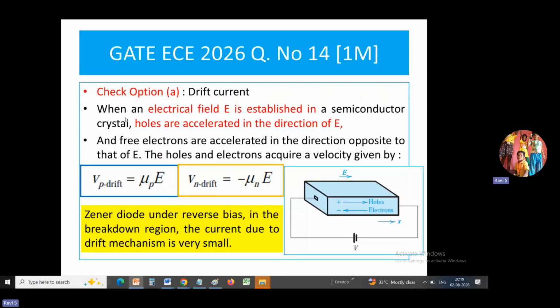First, let us check with the drift current. Drift current takes place when we apply electrical voltage across the material or device. Here, the charge carriers are accelerated from one end of the device to the other end due to the externally applied voltage. This drift current is normally dominant under reverse bias, but not in the breakdown region. So option A is incorrect.